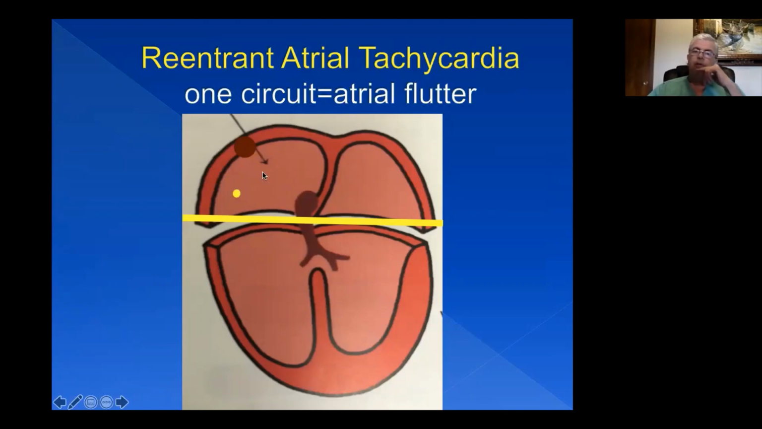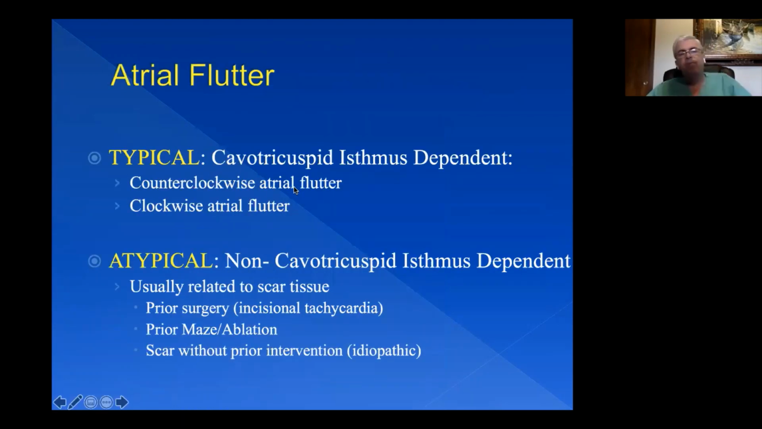So that circuit could be in the left atrium or the right atrium. It doesn't matter. And it can be counterclockwise or clockwise. The point is, one circuit, flutter. And you've all heard of typical and atypical flutter. Typical flutter is basically a circuit, macro circuit, in the right atrium, using a specific area, we call it the isthmus, between the tricuspid annulus and the opening of the IVC, or the inferior vena cava. And it can go counterclockwise or clockwise.